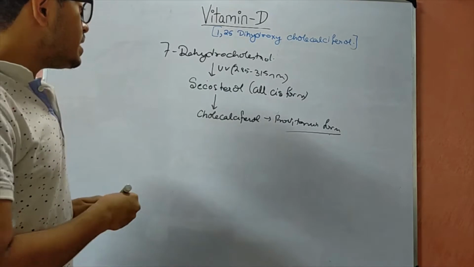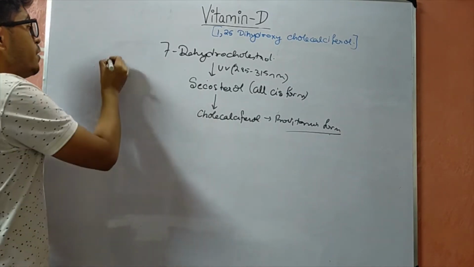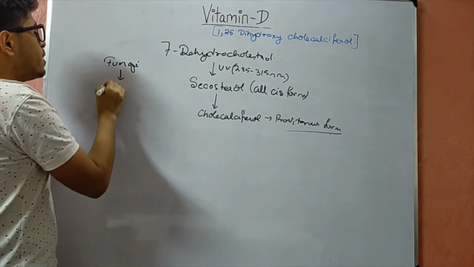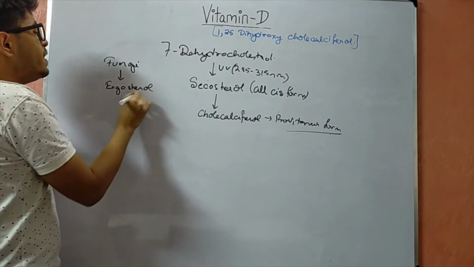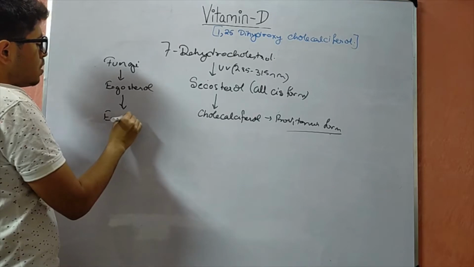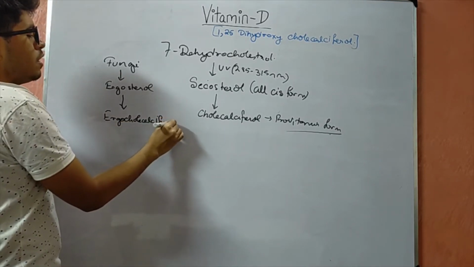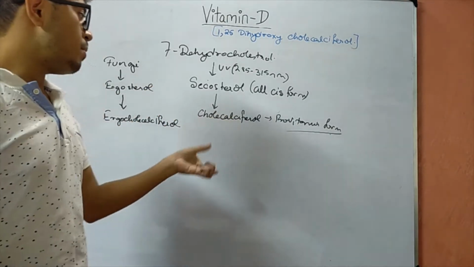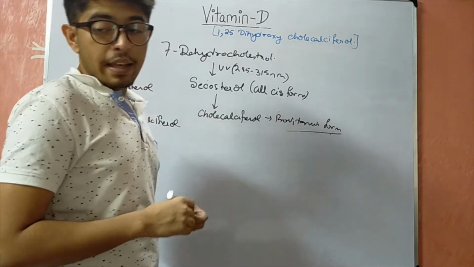Other than that, we can even derive cholecalciferol from fungi. Fungi have a component called ergosterol, which can ultimately give rise to ergocholecalciferol. So this is also just a form of cholecalciferol. It's a provitamin form of vitamin D.